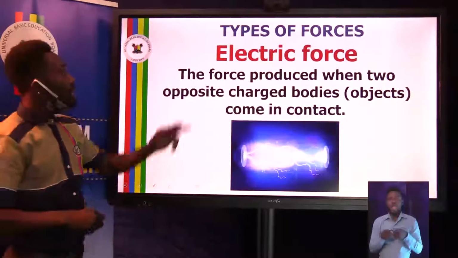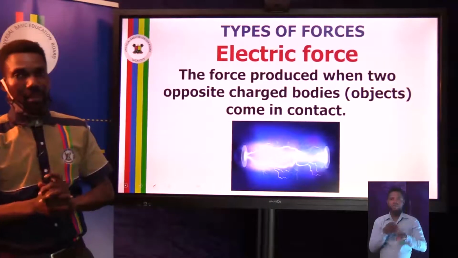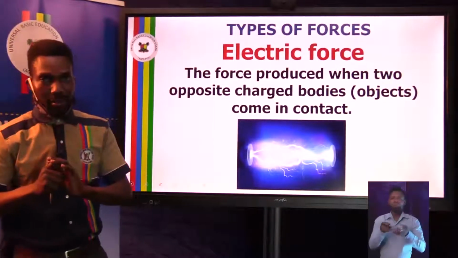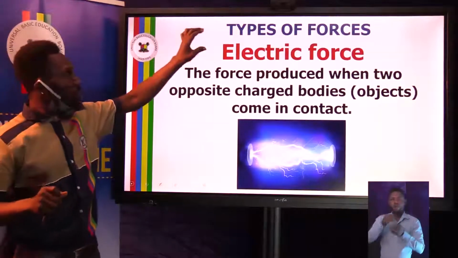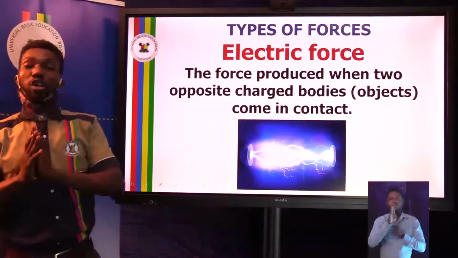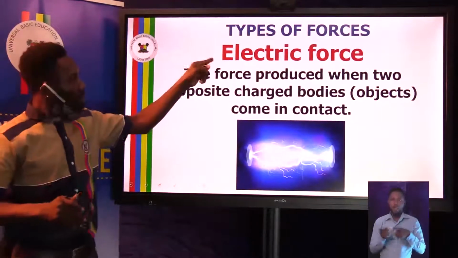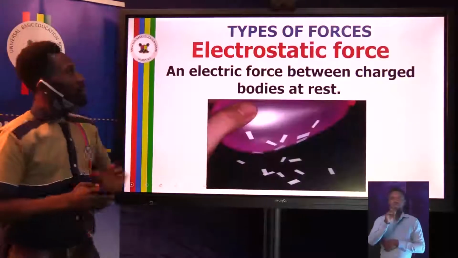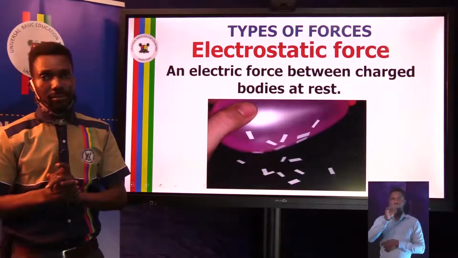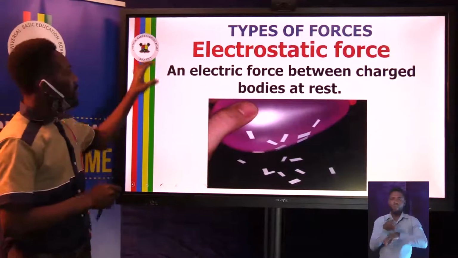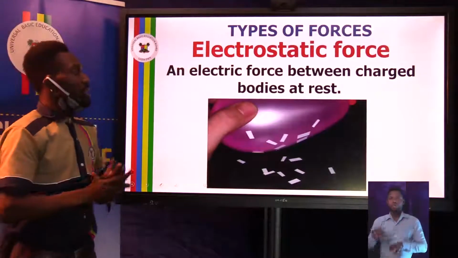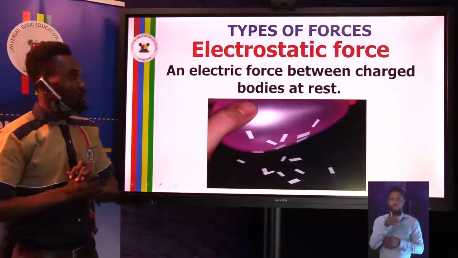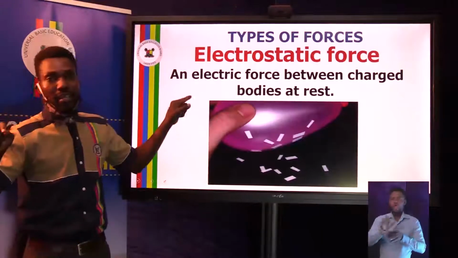Another type of force is electric force. This is a force that you get from electricity. You get to know more about this in your higher class, but we just want you to be aware that we have electric force as one of the types of forces. Next one is electrostatic force. It's another type of force between charged objects at rest. These two are just for you to be aware of. You get to know more about this in your higher class.